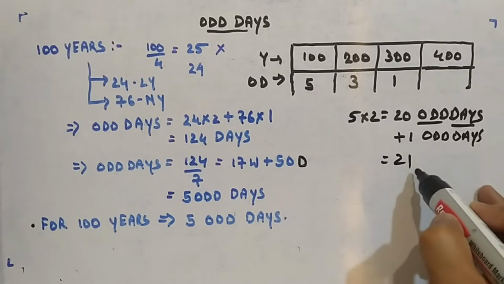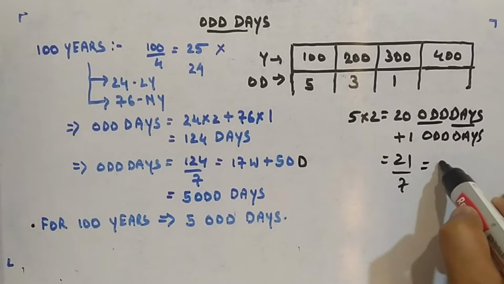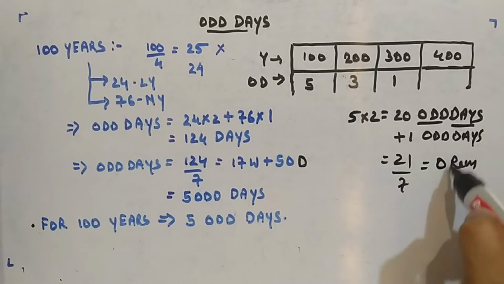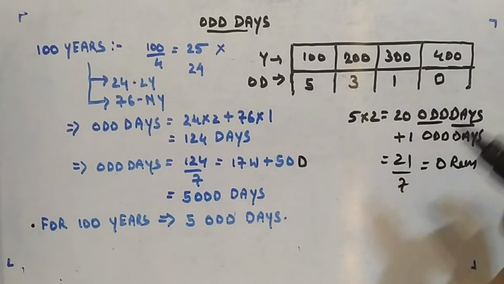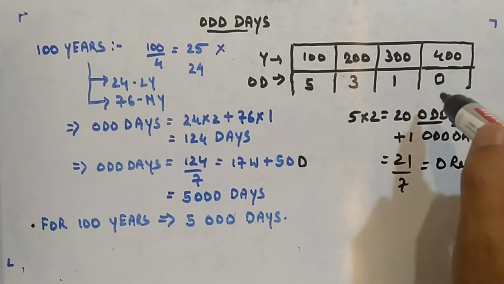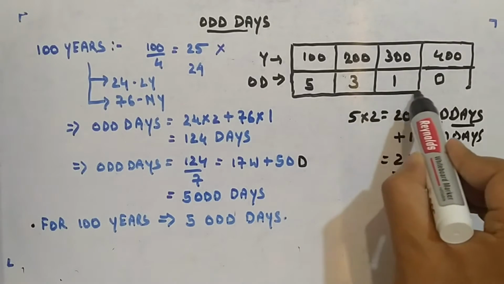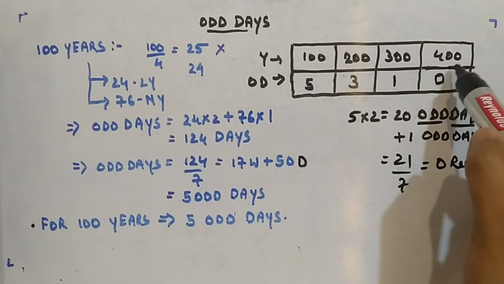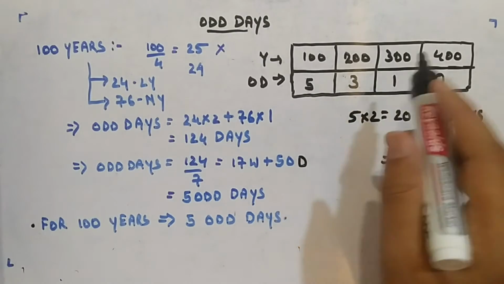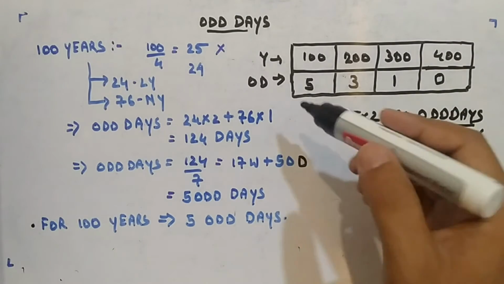That will make it 21, and if you divide it by 7 you will get 0 remainder. Means 0 odd day. So here you will write 0. This is the main thing. This I will be using in my program. So this table you have to remember, and we will be using this table in our program. So hopefully you got it.